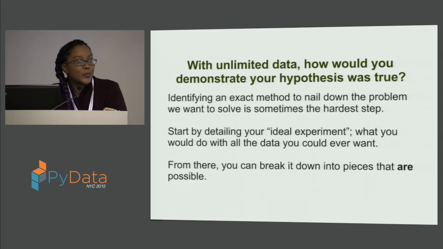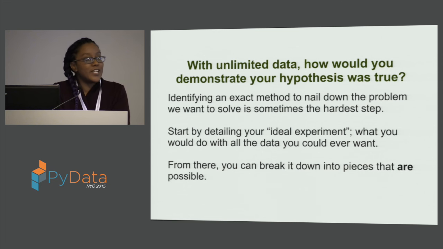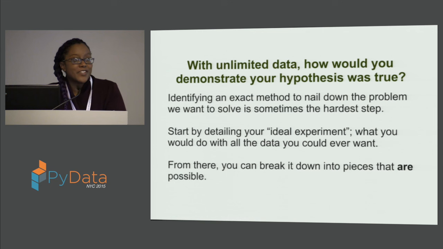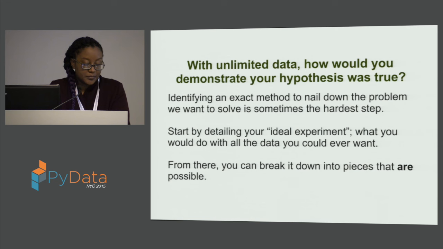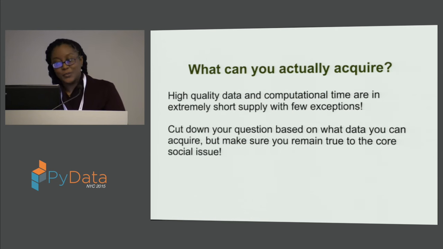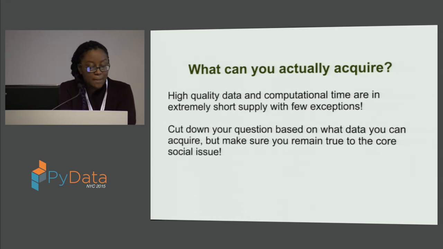Unfortunately, that was what we would have liked to do if there was unlimited data, and we did not have unlimited data, or even a substantial amount of data. So in your case, you want to detail your ideal experiment and then break it down into smaller and smaller pieces based on what you can actually acquire. Which leads us to, what can you actually acquire?